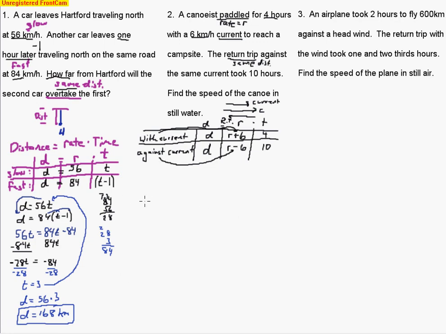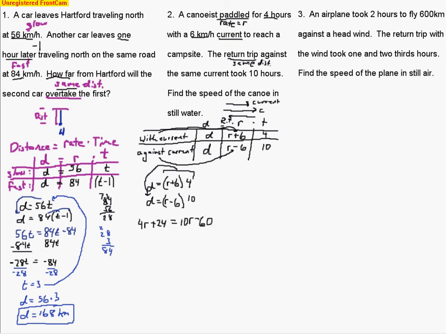Now we're ready to set up our two equations. The first one goes this way: d equals r plus 6 in parentheses, times 4. The other one is d equals r minus 6 times 10. When we set this up, I'll take this whole expression and substitute it in for this d. So I'm going to multiply this out. It's 4r plus 24, using the distributive property. And on this side, I'll do the same, 10r minus 60.